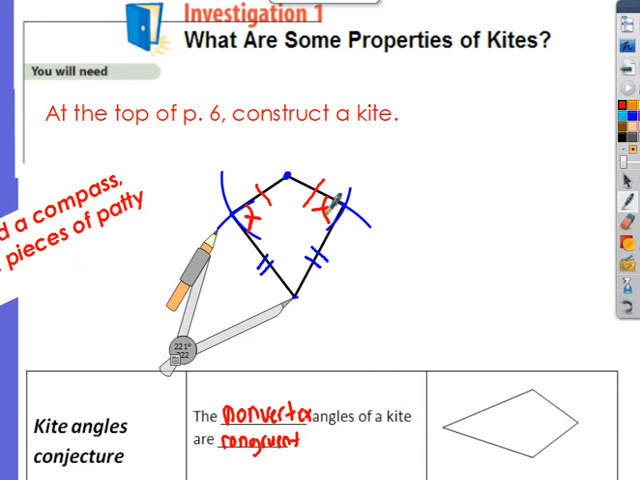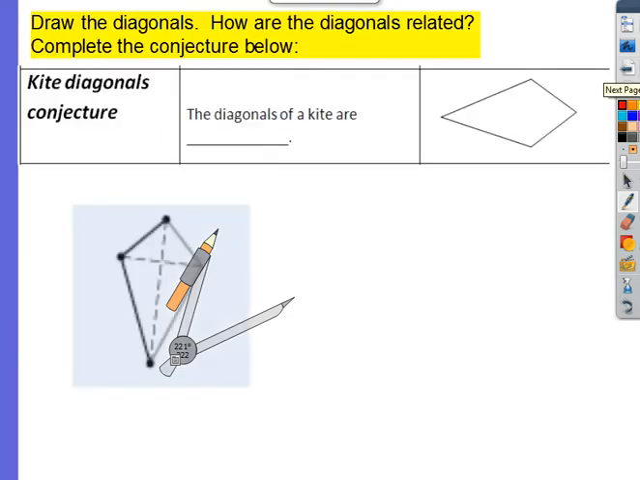Pause that if you need to finish writing the kite angles conjecture. You will need that for your notes. The kite diamonds conjecture.